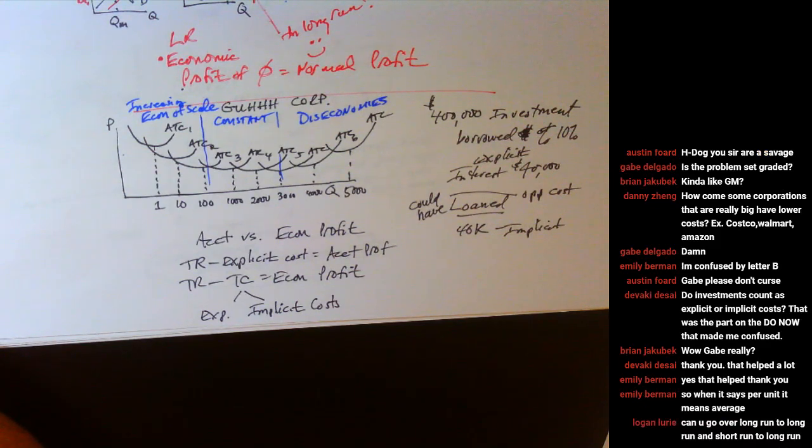Yes, per unit is an average. Yeah, because if we go up to the ATC curve, that'll tell us per unit, and if we multiply those two, it gives us total as well. Long run to long run and short run to long run. Well, I did go over short run to long run.